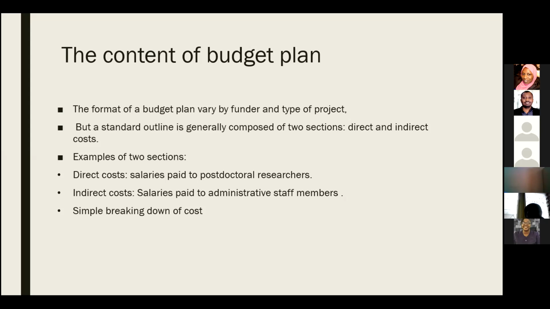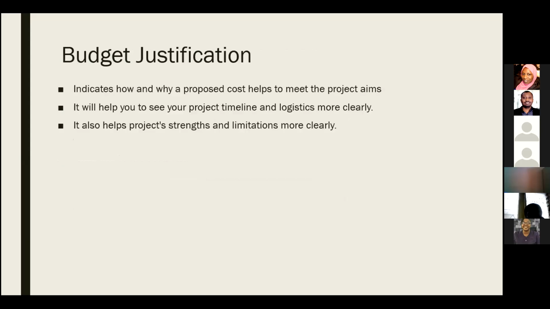He also made mention of simple breaking down of costs. He said that it helps to keep track of factors that might affect the project, which the researcher might not otherwise have noted before. So breaking down the budget plan into simple costs also helps to keep track of uncertainties that might happen along the line. Also, budget justification. He mentioned that it is another crucial element of the budget plan, and most funders will require some form of budget justification when they are reading your budget plan.